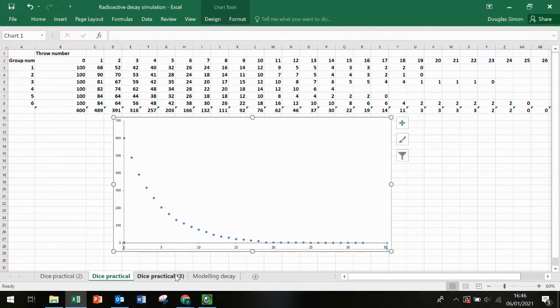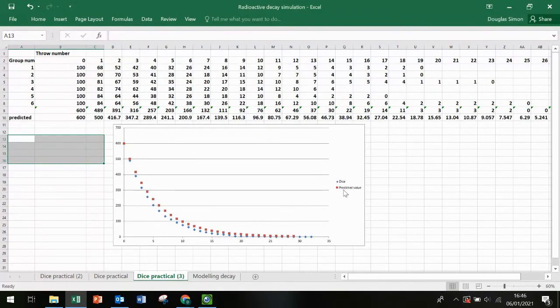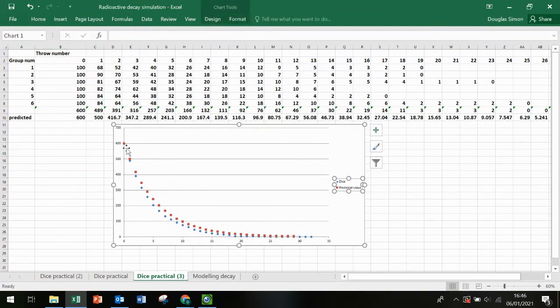If you want to go even further, if you've got a really high ability class, you could put on a predicted value. So I've literally modeled a decay of exactly a 6th each time in red.